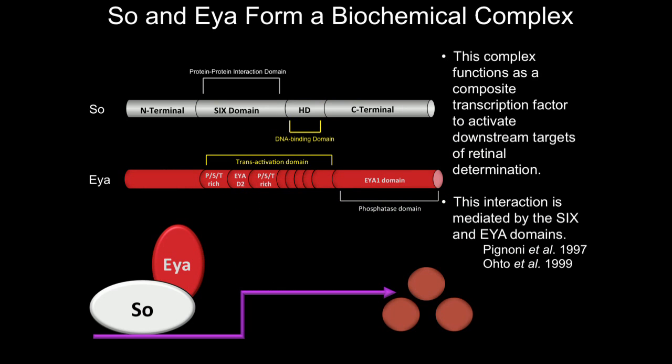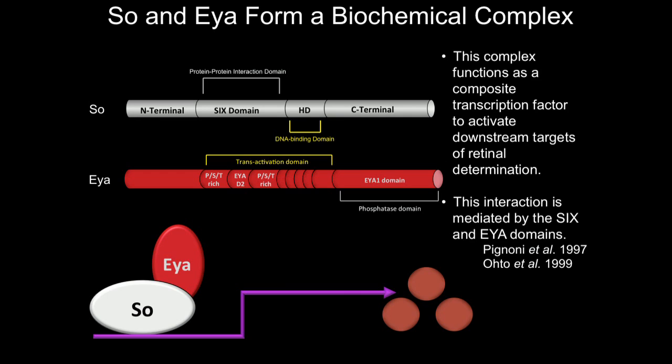So a brief background on sine oculis, or eyes absent, or SO and EYA as I'll refer to them. Sine oculis is a highly conserved member of the Six family of proteins. It contains a homeodomain and functions as a DNA binding transcription factor. Eyes absent is a highly conserved member of the Eya family of proteins, and they function as transcriptional coactivators and protein phosphatases. Both of these proteins are absolutely critical for eye development, as loss-of-function mutations in either gene will result in the complete ablation of the adult eye.